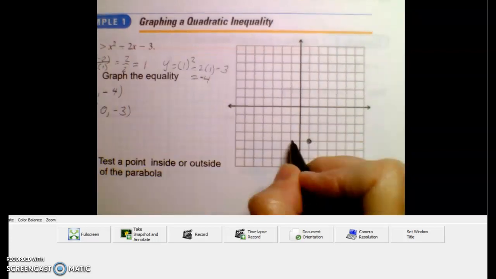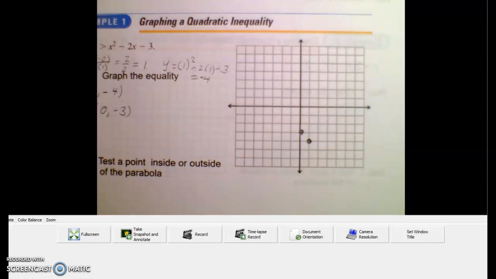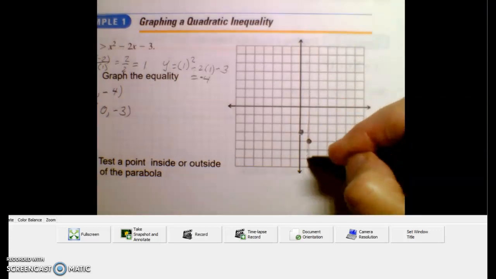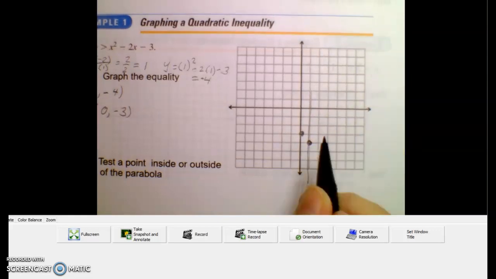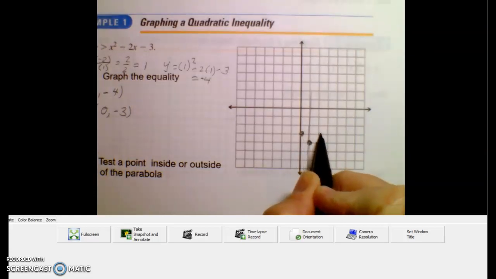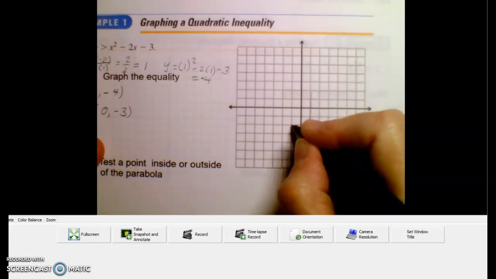So I'm going to come over here and plot that: 0, negative 3. And then our last point is easy enough to find because we know that this is the axis of symmetry going right through the vertex. If this is a point on this side of the axis of symmetry, then there should be another one an equal distance away. So there should be another point right there. If I connect my 3 points, I should have my parabola.